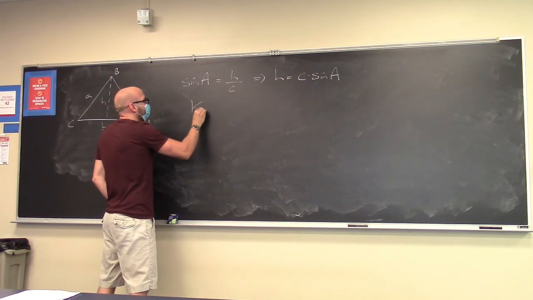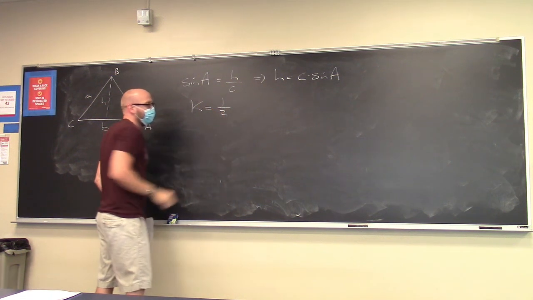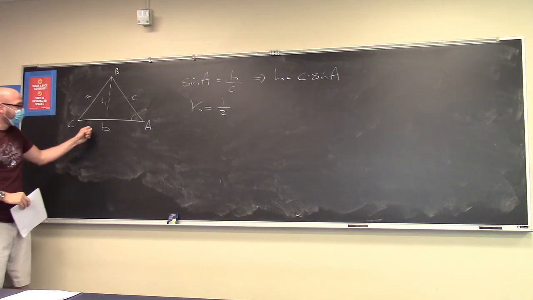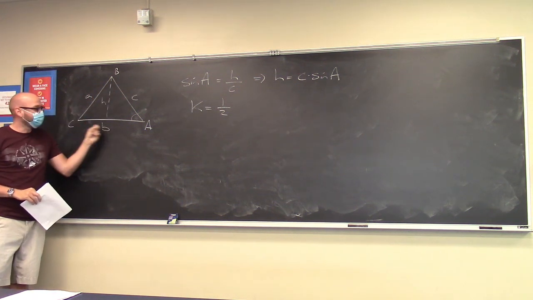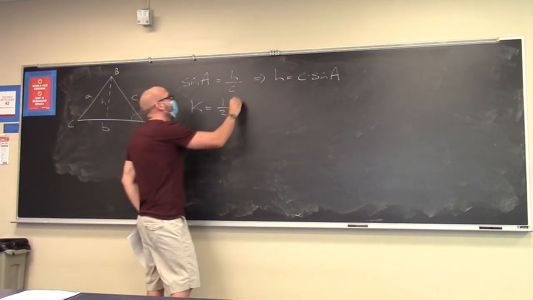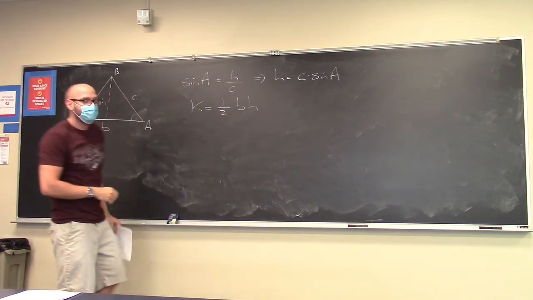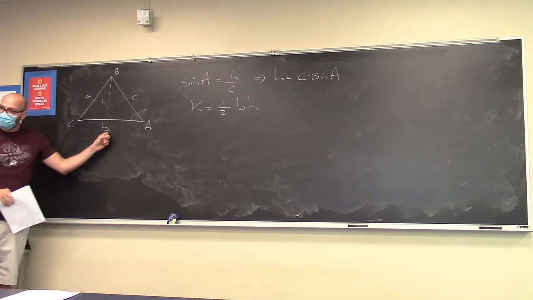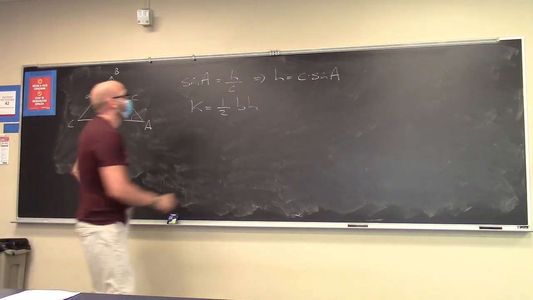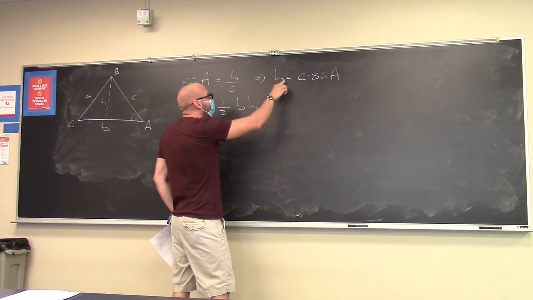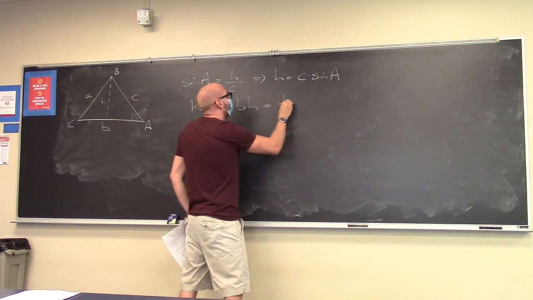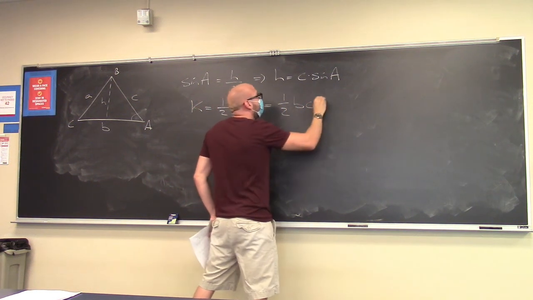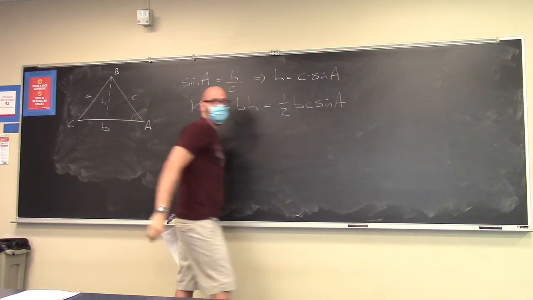And so what's my area? Well, area, as we saw, is 1/2 times the base times the height, right? Here, my base just happens to also be called B. So it's going to be 1/2 B times H. In this picture I've drawn, my base corresponds to the letter B. And that means that, since we've already found H, the area is 1/2 B C sine A.